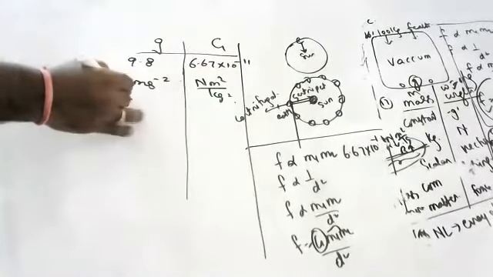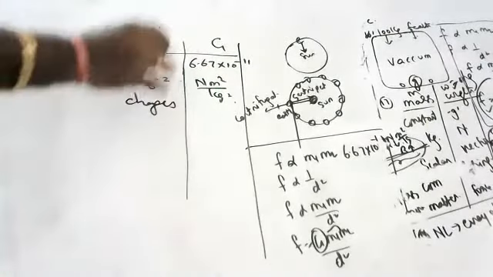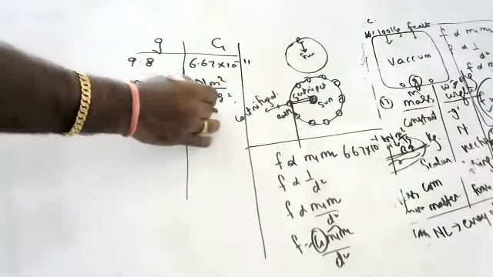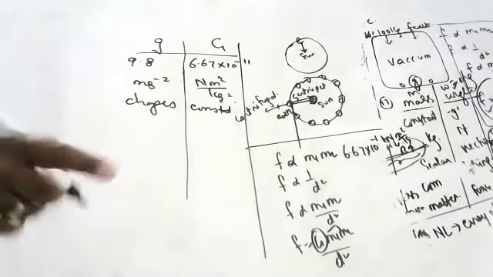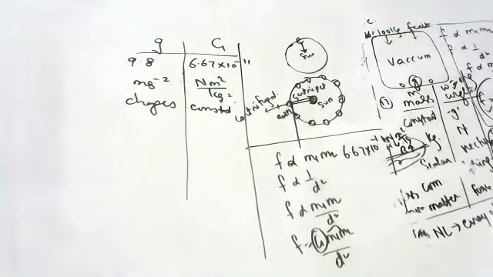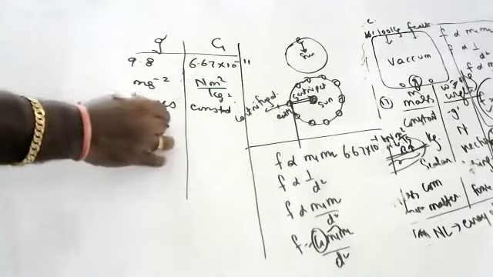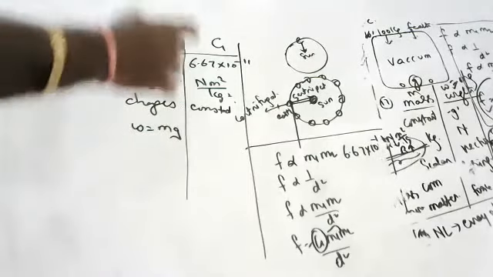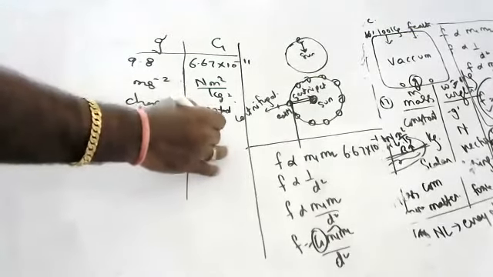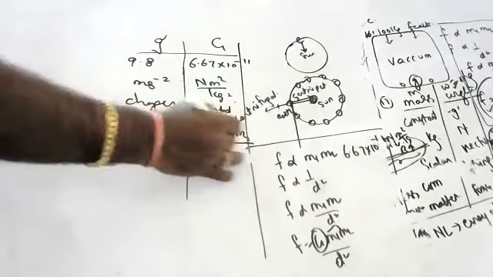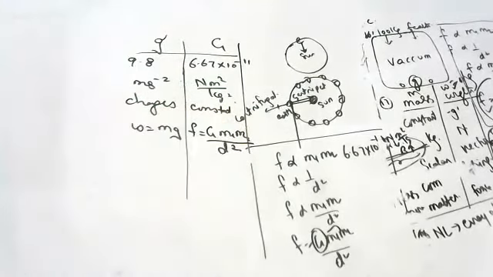Small g changes from place to place. Big G is constant all over the universe, not only the world, all over the universe. That's why it's called the universal gravitational constant. The formula for small g is W is equal to mg, and the formula for big G is F is equal to G m1 m2 by d square. These are the differences between small g and big G.